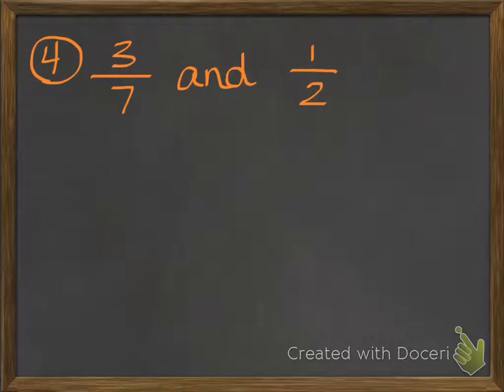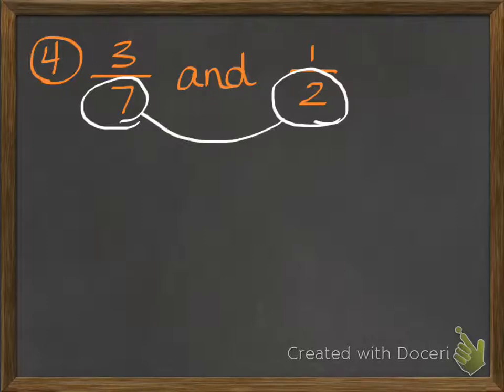Okay, let's try another one. 3/7 and 1/2. First thing I'm going to do is see if one of the denominators is a multiple of the other. Well, 7 is not a multiple of 2. So I can multiply the denominators together. That's an option. Let's do that. 7 times 2 is 14. So 14 is going to be my common denominator.